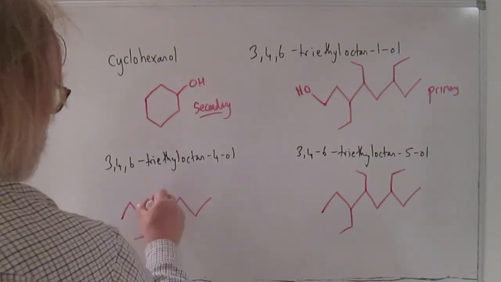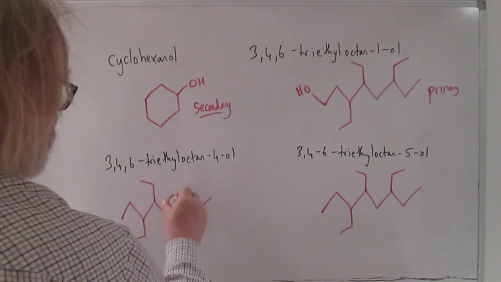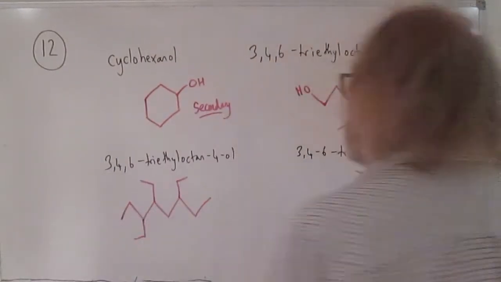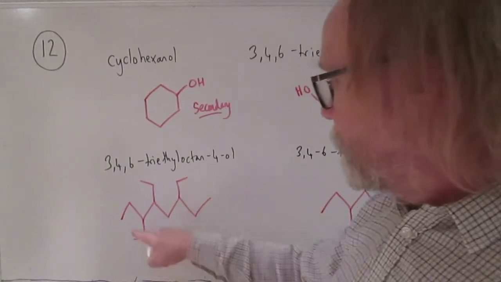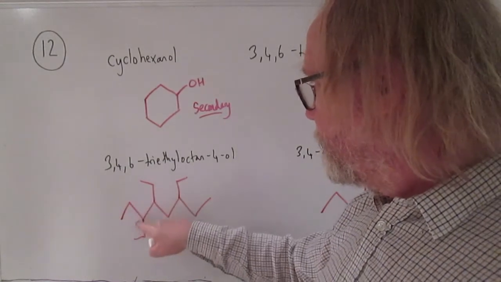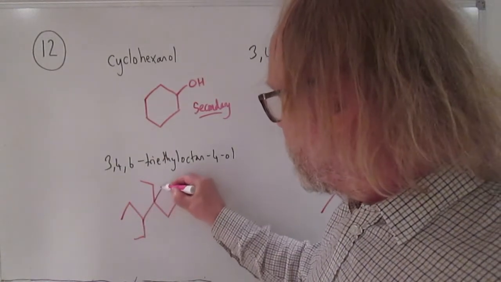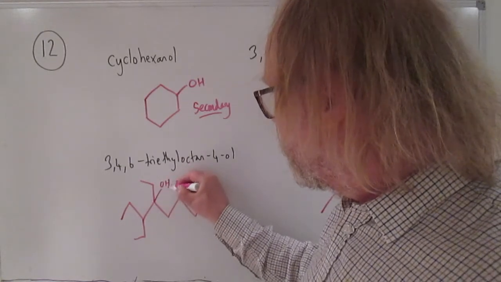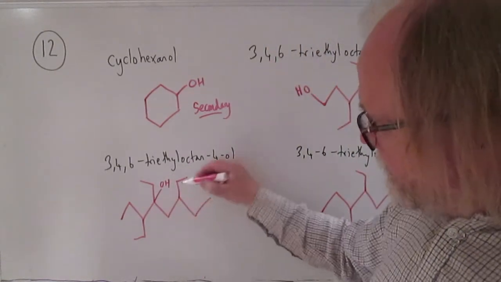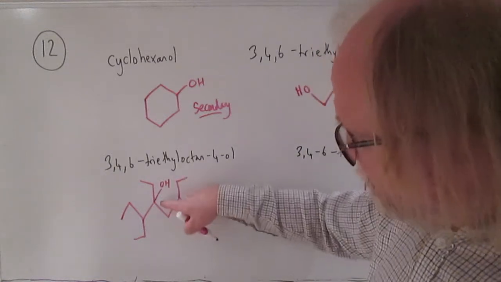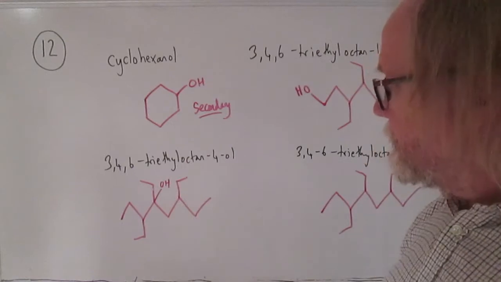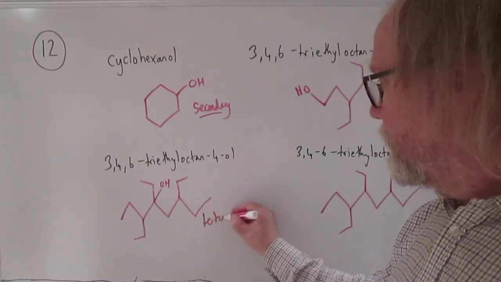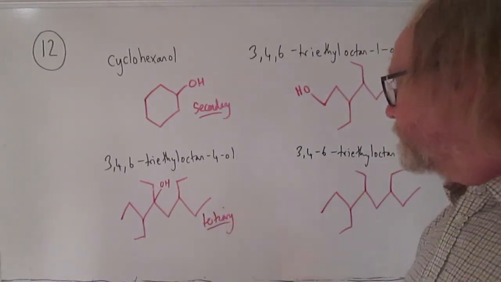So here and here and here. Okay, so this one, 3,4,6 triethyl octan 4-ol. So this time the OH is on carbon 4. So that's 1, 2, 3, 4. So there is the OH. Okay, and you can see this time it's a tertiary alcohol, because the carbon with the OH has 1, 2, 3 other carbons attached. So that one is a tertiary alcohol.